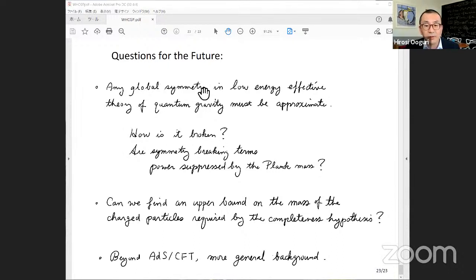So I would like to leave with some questions for the future. The absence of global symmetries means that if you have a low energy effective theory of quantum gravity, and if you have a global symmetry at low energy, so sometimes it happens. For example, the standard model of particle physics has B minus L symmetry, which is exact in the context of the standard model, but we expect it to be broken. So then if it is broken, how is it broken? And if it is gauged, how is it gauged? An interesting question is whether they are suppressed by powers of the Planck mass, or whether there are exponential suppressions. We don't know, but it would be interesting to refine this result to quantify the way that it is broken. And it would be interesting to find an upper bound on the mass of charged particles required by this completeness hypothesis.